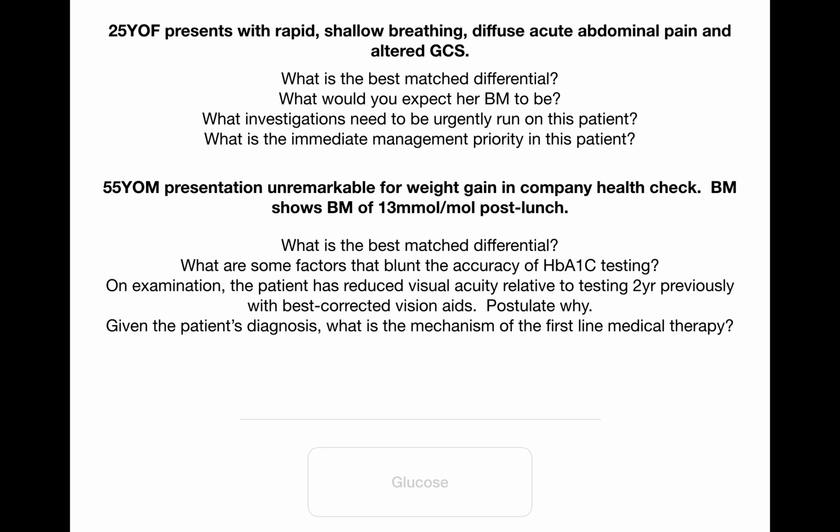So given the patient's diagnosis, the mechanism of metformin is it turns off your GLUT5, so your enterocytes can't absorb glucose, and it turns off gluconeogenesis and glycogenolysis. Those are the big ones. So it causes weight loss, it's used in weight loss, and it also causes a decrease of glucose being present in the blood for those reasons.